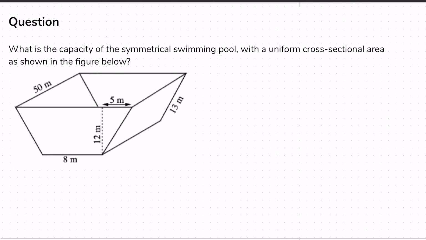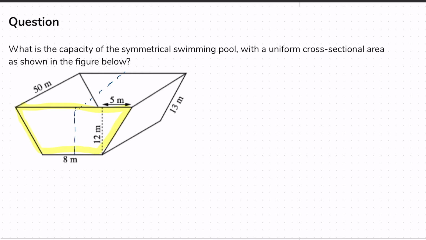In this next question, we're given another prism. And the prism here looks like a trapezium, a trapezoidal prism. So we're extending that trapezium through space. It's got a uniform cross-sectional area and it's symmetrical. So what that means is, just looking at it here, I can tell that the axis of symmetry is going through the middle of the pool like this.